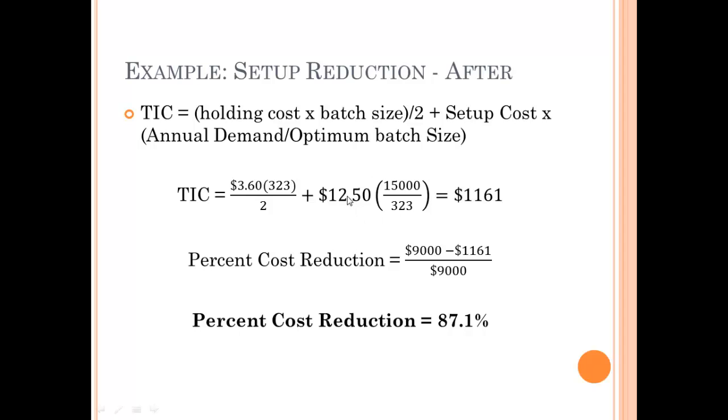And then this is how many times we have to do the setup now, so 12.50, that's a much smaller number, the setup cost, divided by this ratio, annual demand divided by optimum batch size, right? And that's 1,161. All right, we went from 9,000 to about 1,000. If I do the percent cost reduction, I do what it was minus what it is now, divided by what it was before. That's 87%. Huge change. So this is the kind of calculation you're going to need to do on setup reduction.